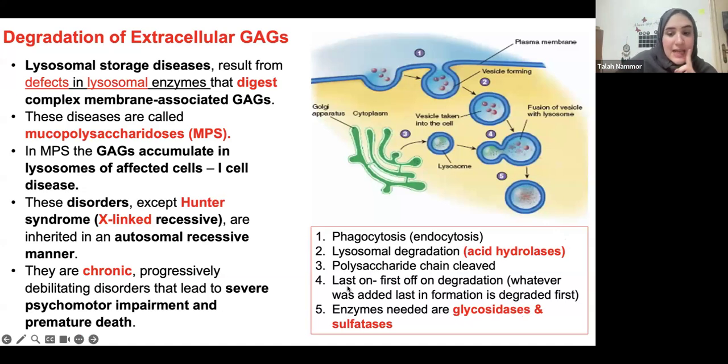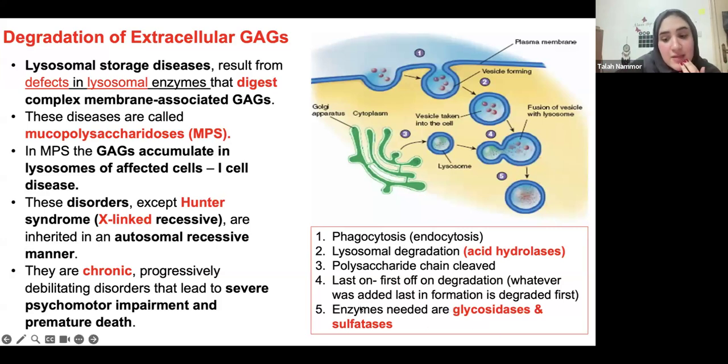And there's something that happens: last on, first off degradation. What does that mean? When we are forming the glycosaminoglycans, the first, second, third molecule and so on, the last molecule is the first one to be degraded because they're going to start from backwards, if you get me. For example, let's say we have glucose, xylose, whatever. Xylose is the first one that's going to go, and then glucose. So it's just last on, first off. I don't even know if that's important, but it was mentioned.